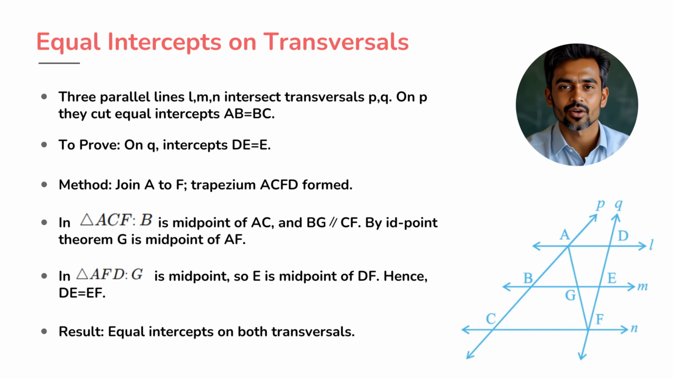So the intercepts cut off on one transversal are equal, and automatically, those on the other transversal are equal too. Think of this as two railway tracks being cut by two footbridges. If one bridge divides the space evenly, the other has no choice but to follow suit.